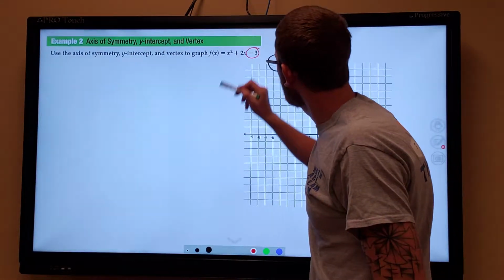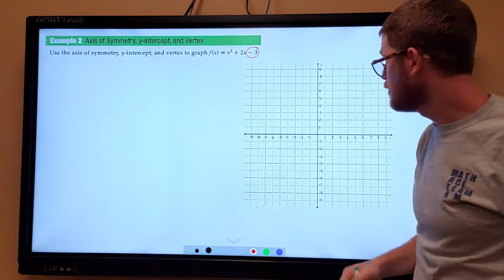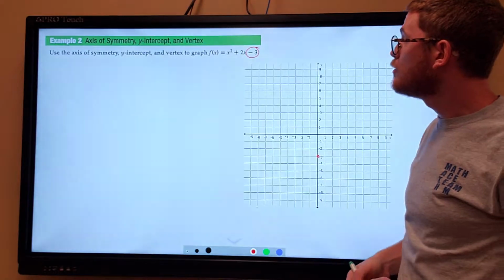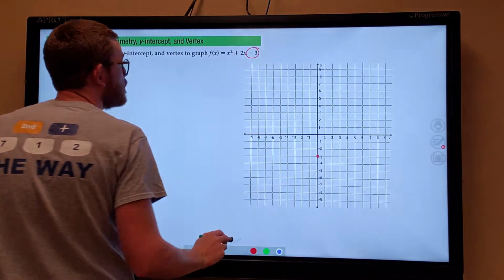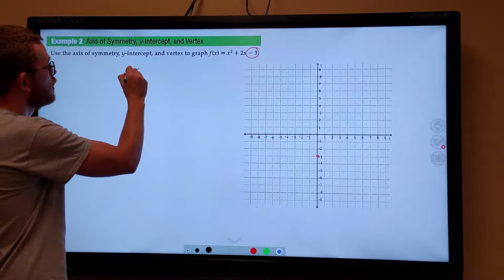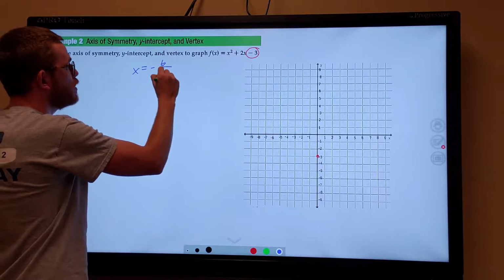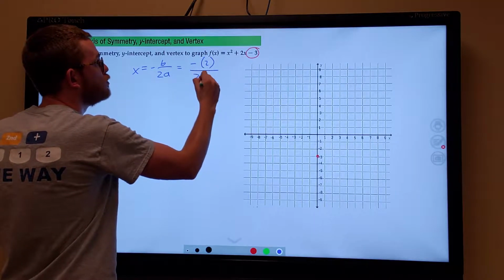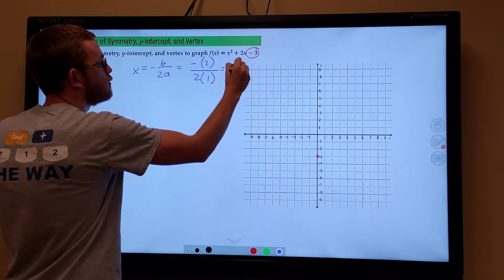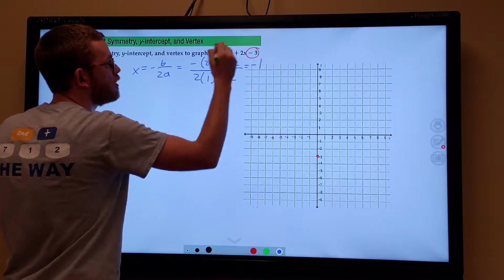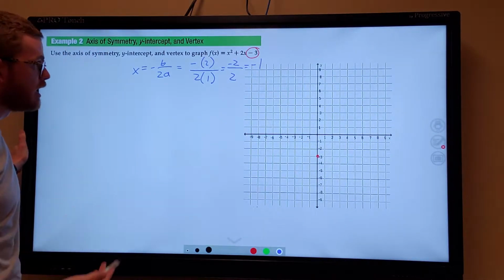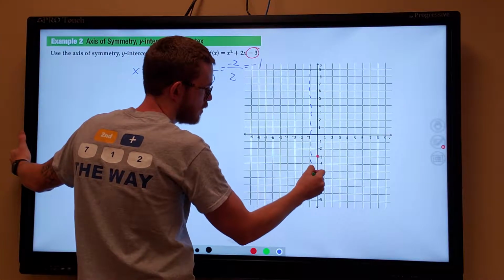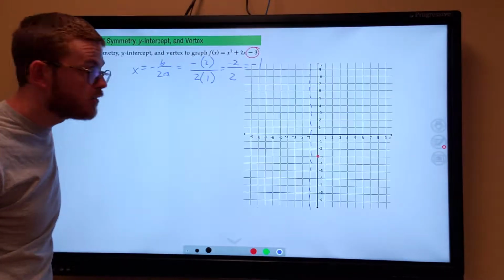First, the y-intercept is always the constant value. So the y-intercept is -3. Let's use our axis of symmetry. The axis of symmetry, we know, x equals -b over 2a. That would be -(-2) over 2 times 1. That's 2 over 2, so the axis of symmetry is at -1. So there's the center of our graph.